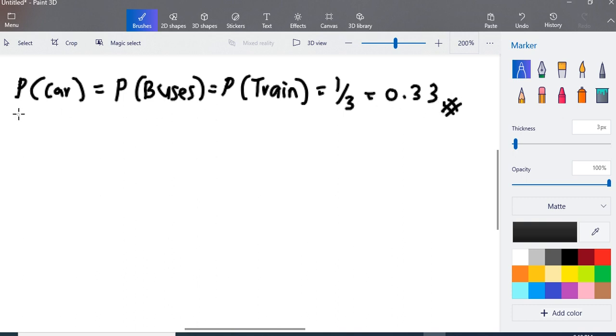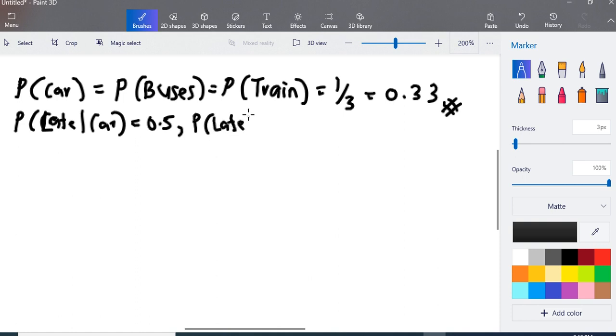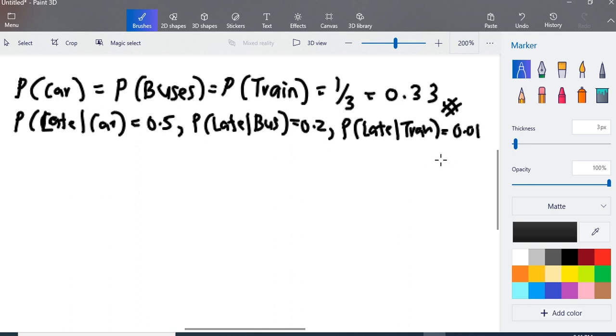And also you have information on P(late given car) is 50% or 0.5, and we have P(late given bus) 0.2, and we have information P(late given train) 0.01. This is all information given from the question.